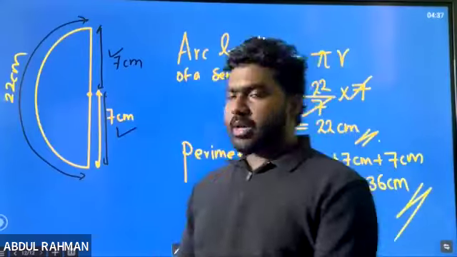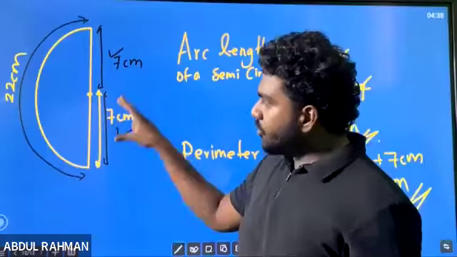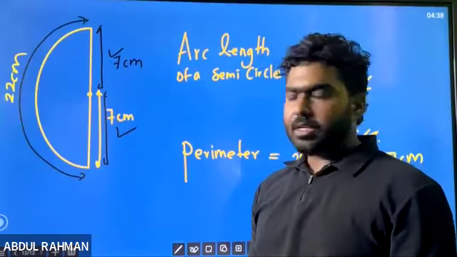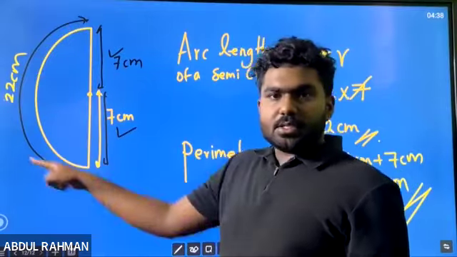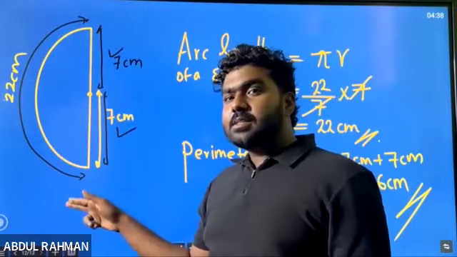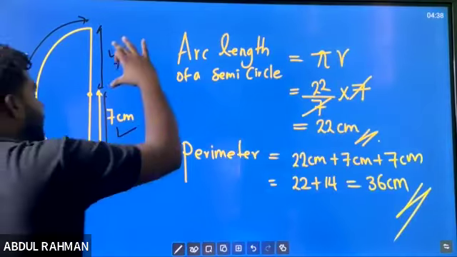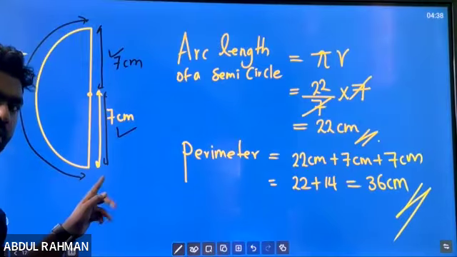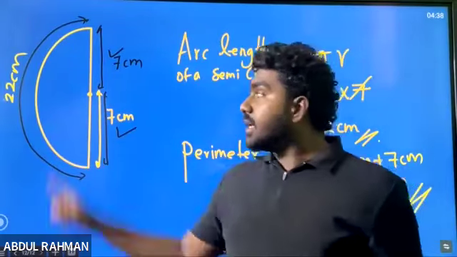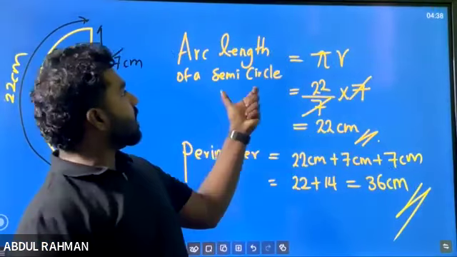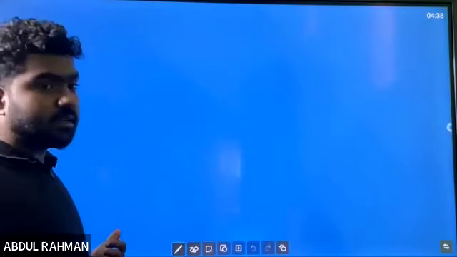The outsides are two. Now, if this is the radius, the next portion also is radius, right? If this is 7 centimeter, the other one is also 7 centimeter. I have two lengths here, 1 and 2. This is also an outside, right? If I add this, then only my perimeter will be complete. So, I know this, but I don't know this. What is my goal now? To find out the perimeter. Sorry, find out the arc length of the semicircle. I'm writing: arc length of a semicircle.